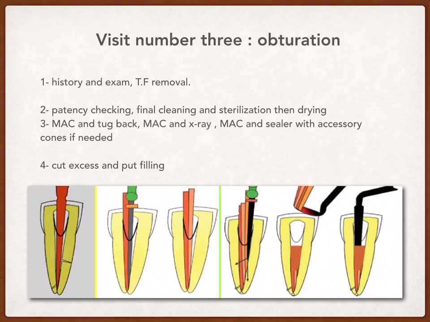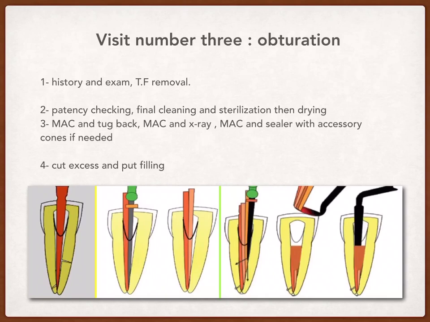After that, we will put the master apical file, or the master file, or as I call it, the MAC. It is famous by that name, so we should put the MAC and check its tug back, then the MAC and the X-ray, then the MAC and the sealer, then the MAC with accessory cones if needed. MAC and tug back.